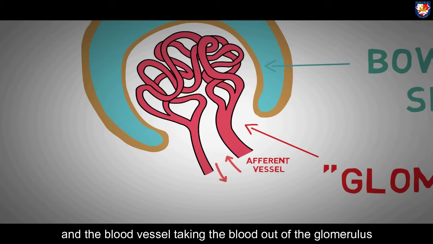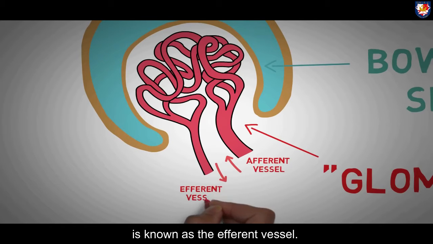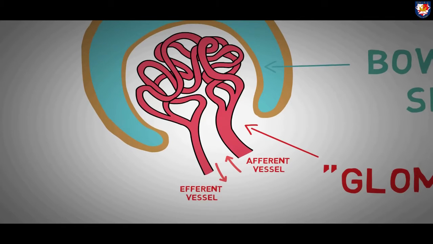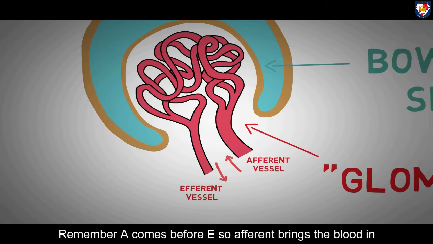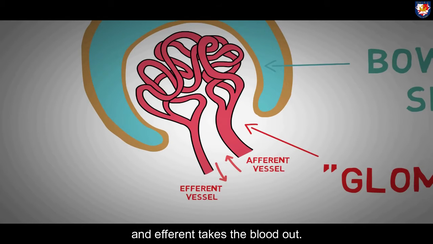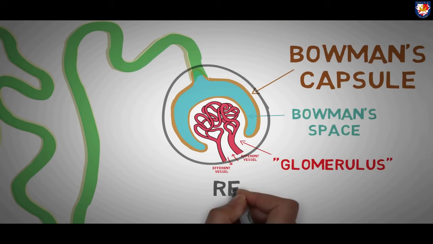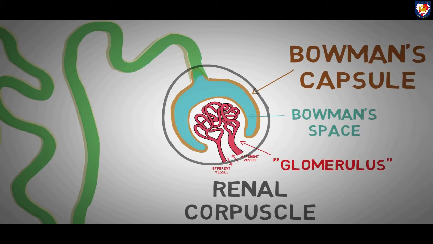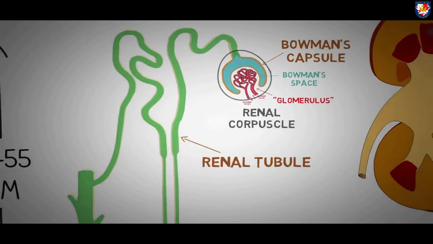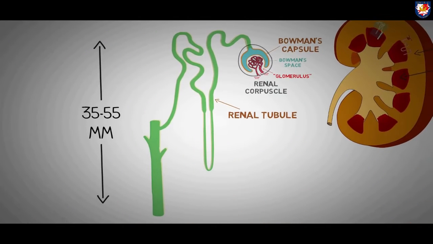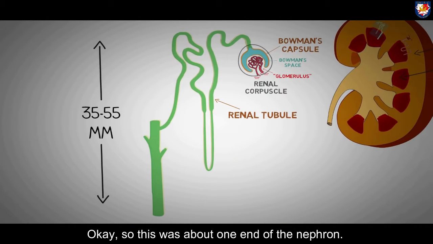And the blood vessel taking the blood out of the glomerulus is known as the efferent vessel. Remember, A comes before E, so afferent brings the blood in, then efferent takes the blood out. The Bowman capsule and the glomerulus together constitute the renal corpuscle. Okay, so this was about one end of the nephron.